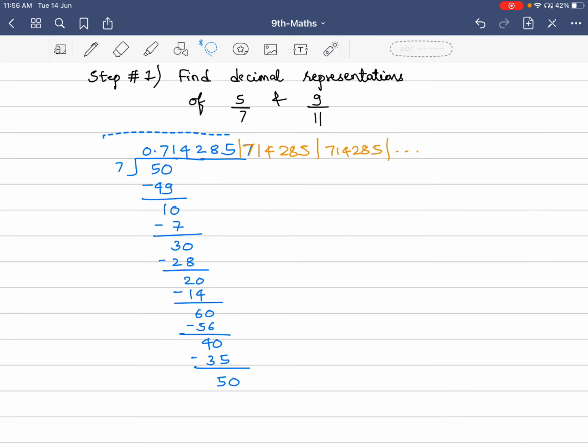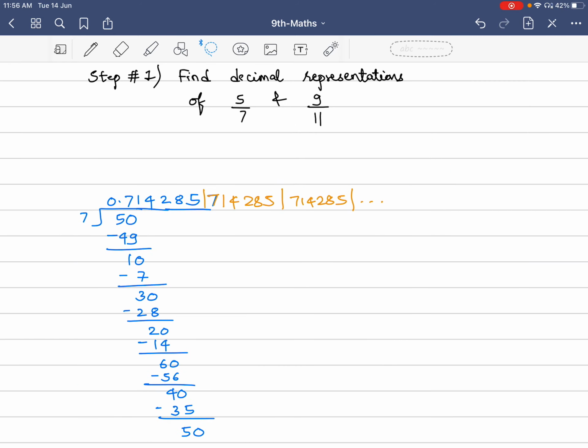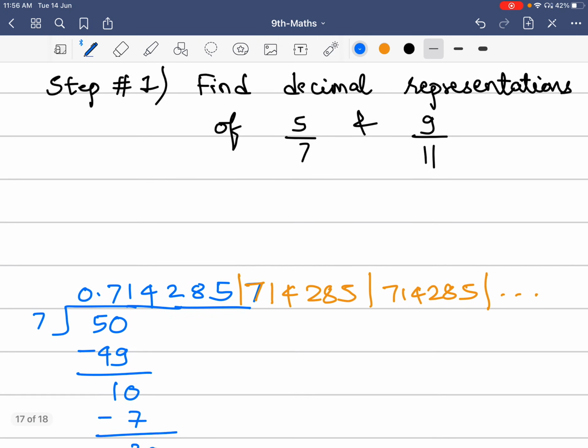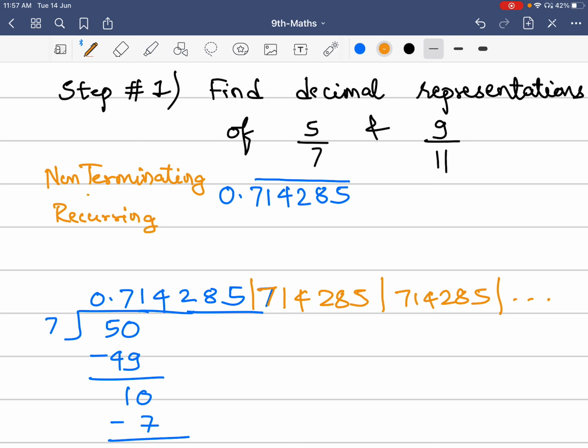Let's pull this down so that I can write the decimal representation. So the decimal representation of 5 by 7 is 0.714285 with a bar. So what we have got is non-terminating. Let's make a note of that. It's non-terminating, definitely, because it goes on infinitely. It's non-terminating but recurring, non-terminating plus recurring, which is a valid decimal representation of a rational number.